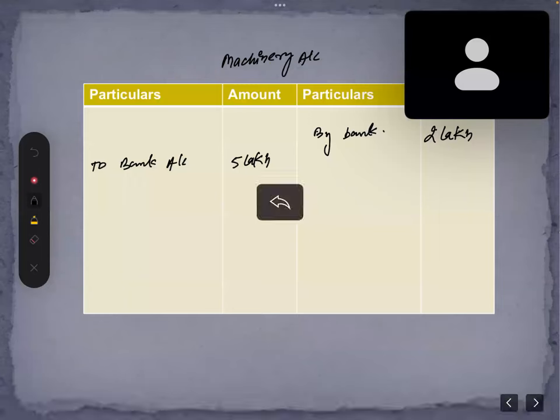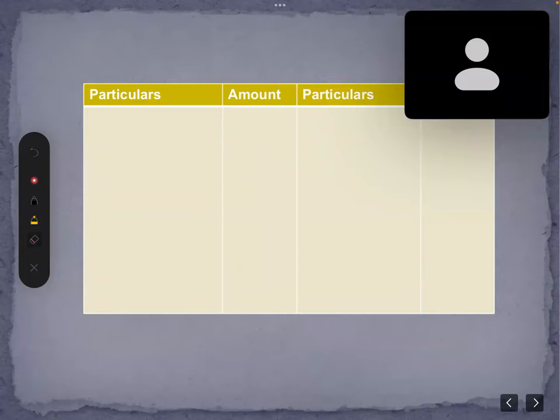Like in the previous case, this is not a machinery account. Let's take an example and assume that this is a liability account, like creditors. This is the creditors account. Creditors are liability. So if there is an increase in the creditor, for example, if we have bought goods of rupees 5 lakh from one of the suppliers on credit, in that situation our liability will increase. So if we have bought goods costing 5 lakh and it is causing an increase in the value of the liability, that needs to be recorded on the credit side of the liability account.